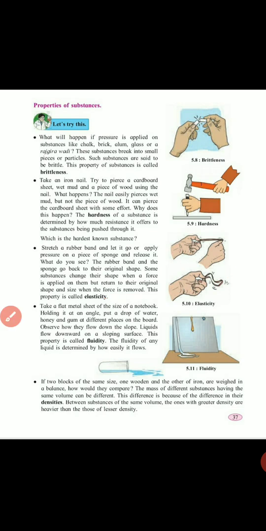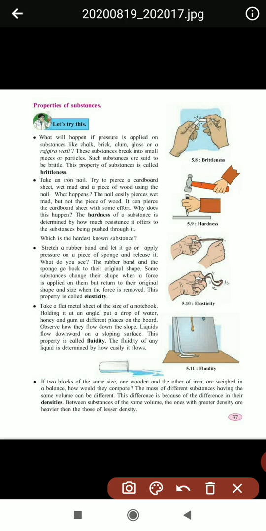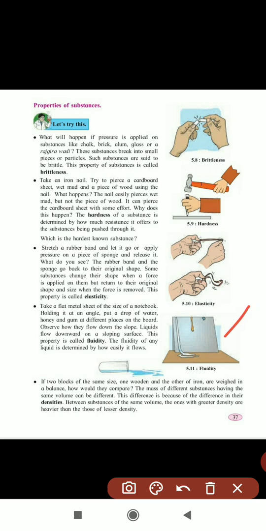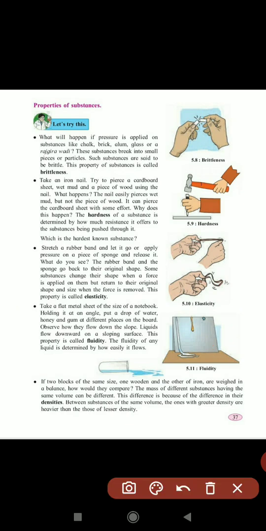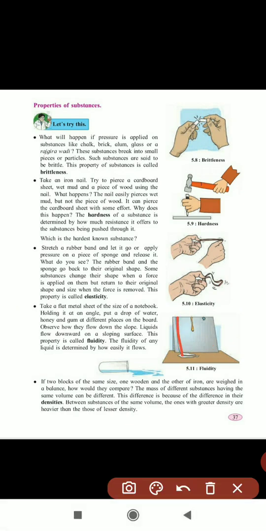Yes children. Next is the fluidity. Here take a flat metal sheet the size of a notebook and hold it at an angle, like this, and put a drop of water, honey and gum at different places. Here they have shown: here water is there, this is gum, and honey is there. Yes children, observe how they flow down the slope.